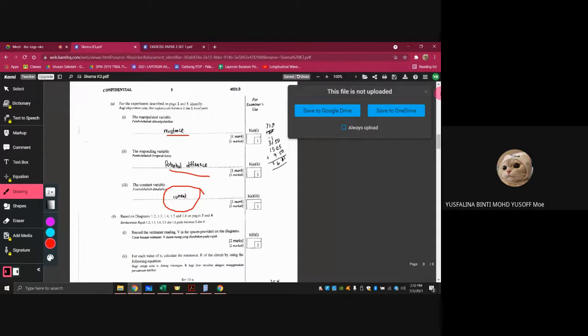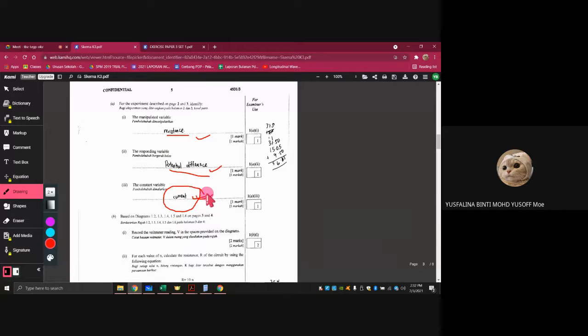Okay, voltage is the potential difference. So if you already put the responding variable as potential difference, you cannot put the constant variable as voltage also. Voltage is also volt, potential difference also volt, so it cannot be the same. So this one should be current. Alright, so resistance, potential difference and current.